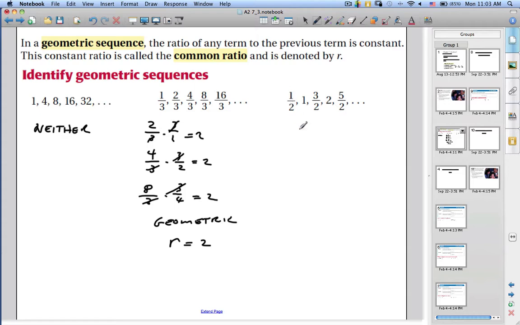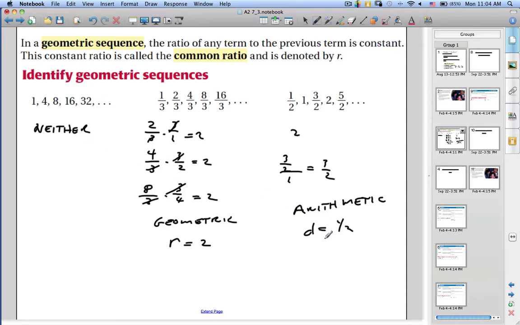Okay, if I have 1 divided by 1/2, that's 2. If I have 3/2 divided by 1 is equal to 3/2. So that's not geometric, but 1 minus 1/2 is 1/2. 3/2 minus 1 is 1/2. 2 minus 3/2 is 1/2. This is arithmetic. So first I tested for geometric, then I tested for arithmetic. My common difference is equal to 1/2. Okay, so we could find geometric, we could find arithmetic, we could find neither.